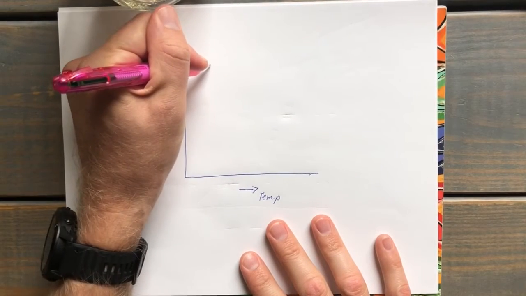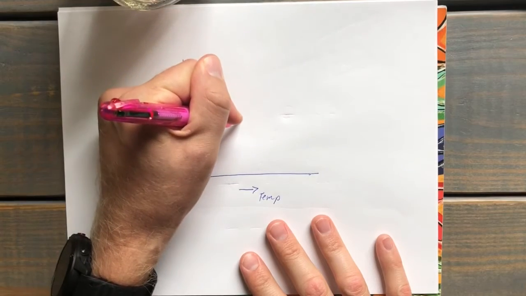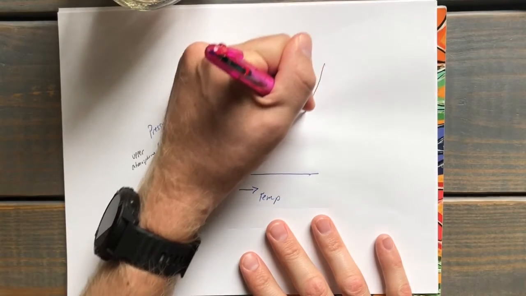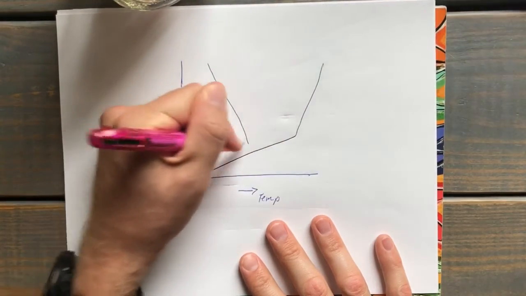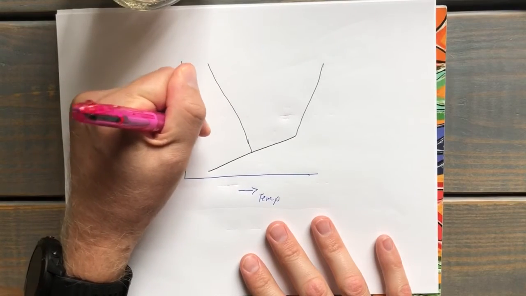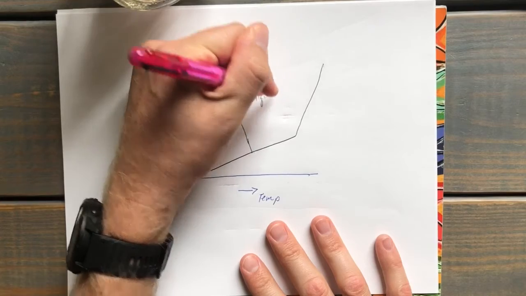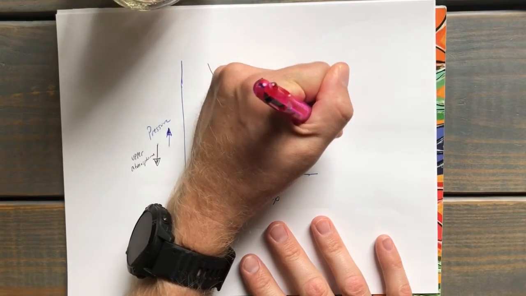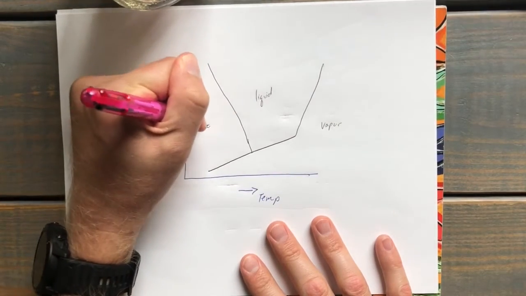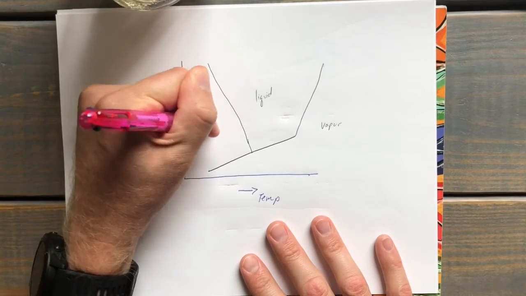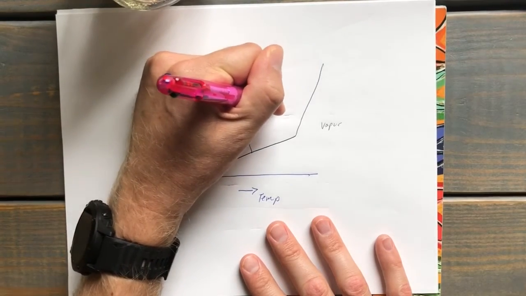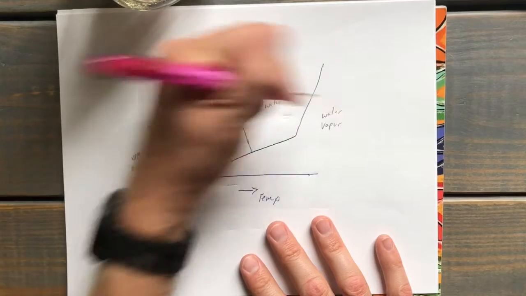So with respect to pressure and temperature, the way that they are graphed here, we have three fields. We have ice, we have liquid, and we have vapor. So solid ice, liquid water, and then water vapor.